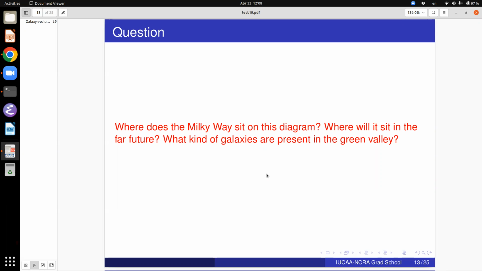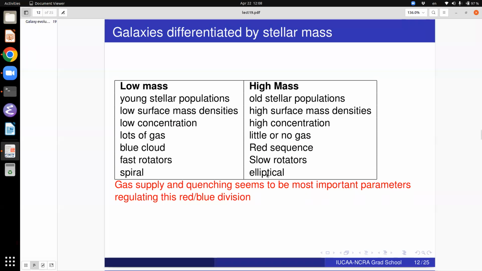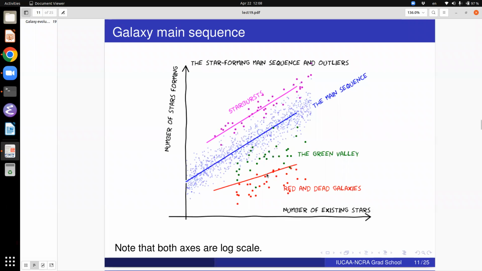So on the galaxy main sequence, where do you think the Milky Way sits? Where will it sit in the far future? What kind of galaxies are present in the Green Valley? That I think we've answered. So let's look at the first two questions. On this diagram, where does the Milky Way sit? It's not a starburst. It's not in the Green Valley either. So main sequence. Yes, it will sit on the main sequence.